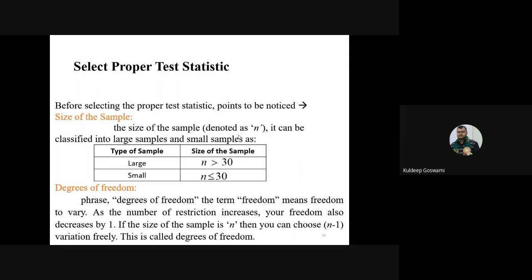The phrase degrees of freedom, or the term freedom, means freedom to vary. How much freedom a sample gets to vary from one value to another. As the number of restrictions increases, your freedom also decreases by 1. If the size of the sample is n, then you can choose n minus 1 variations freely. This is called degrees of freedom.